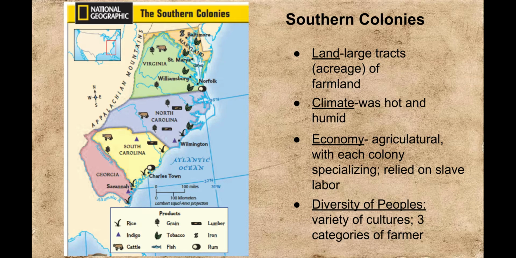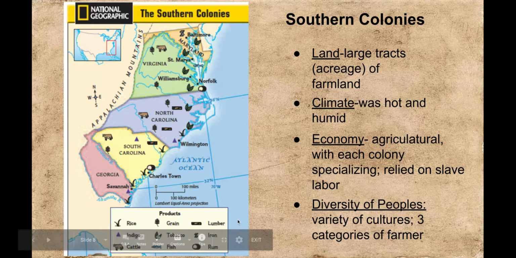And then even there, it gets subdivided once again into 3 different categories of farmer, where we have what are known as the elite or white plantation farmers. We have our yeoman farmers, which are our immigrant workers. And then lastly, we see our slave population.